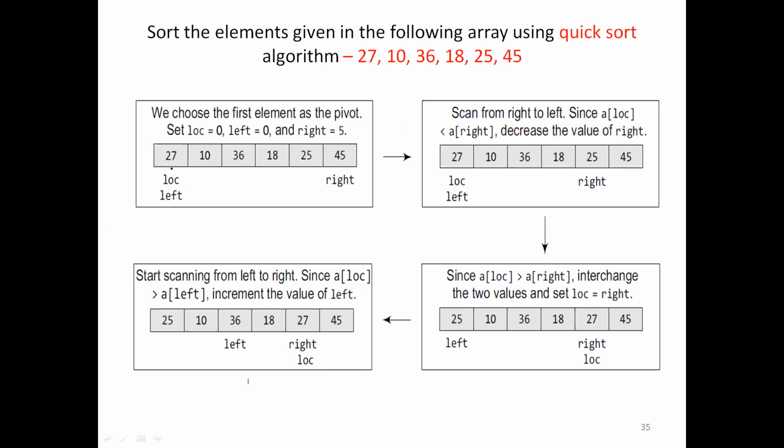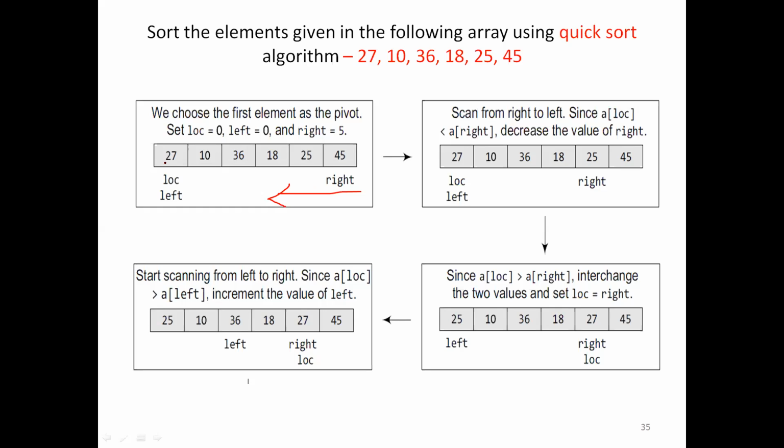So here, 27 is the pivot element. What I'm going to do now is scan from right to left. When I scan from right to left, if I find any element which is lesser than the pivot element, or if the pivot element is greater, I will do a swap.